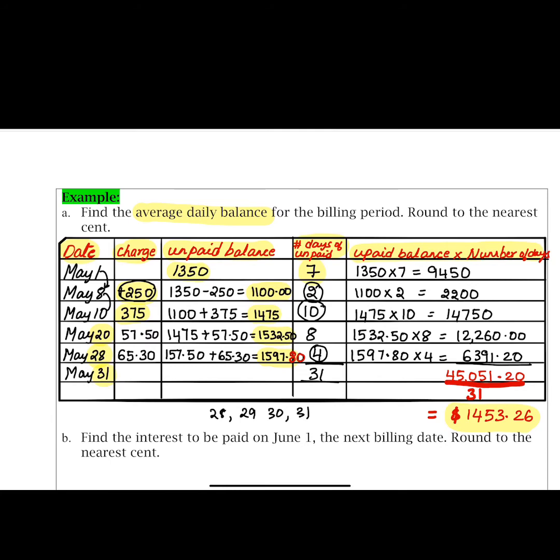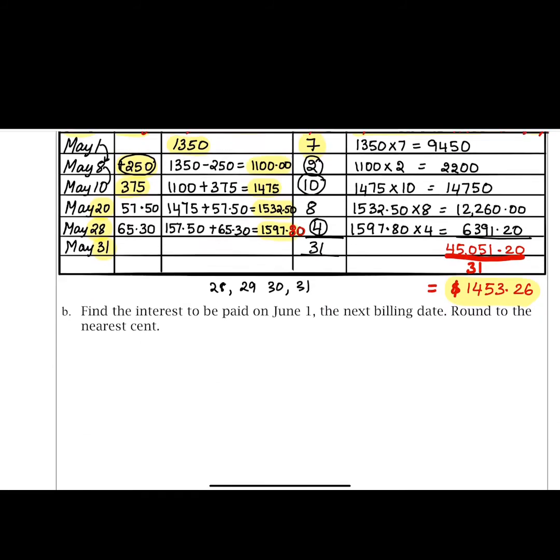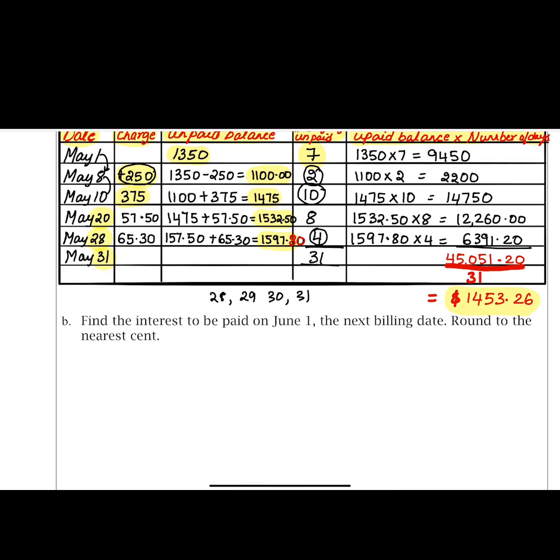Okay, so now let's go ahead and see what they're asking me next. So they say, find the interest to be paid on June 1st, the next billing date, round to the nearest cent. So here, I want you all to quickly pause the video, go back and take a look at how we calculate the interest. All right, so the formula is I is equal to PRT, where T is 1 month. P is the average daily balance here, which is 1453.26. The rate was 1.3%, that is 0.013, and again time is always 1 month.